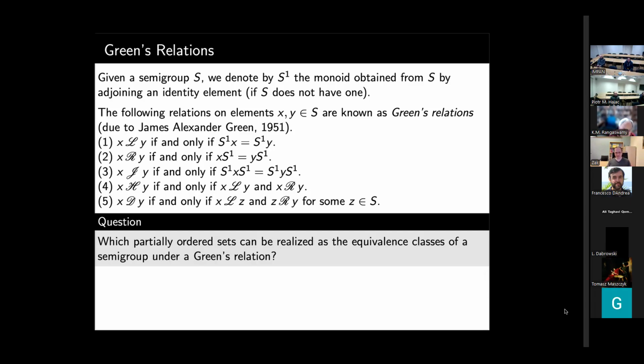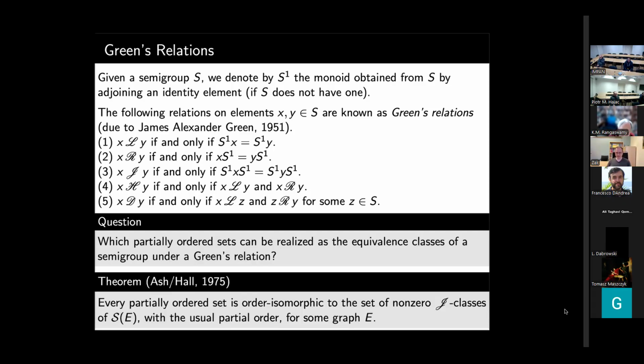And the graph inverse semigroups that I mentioned a second ago, they were invented in order to try to answer a question of this sort. So you notice this goes back to 1975. Graph inverse semigroups first appeared in this paper of Ash and Hall, and that definition predates both Leavitt path algebras and graph C-star algebras. And so they wrote this paper, they defined graph inverse semigroups, and here's the main result. If you take any partially ordered set, it's order isomorphic to the set of non-zero J classes of some graph inverse semigroup.